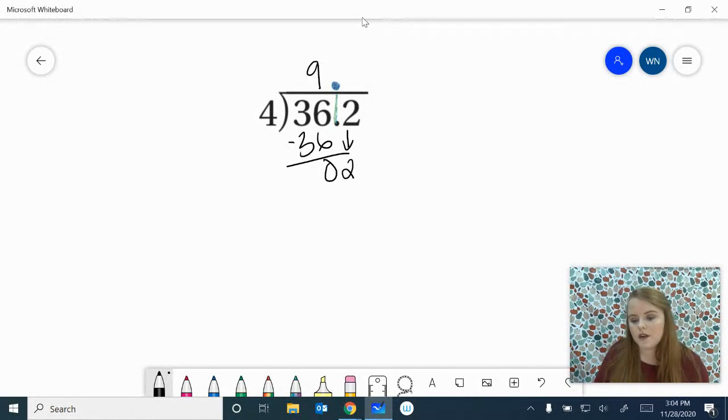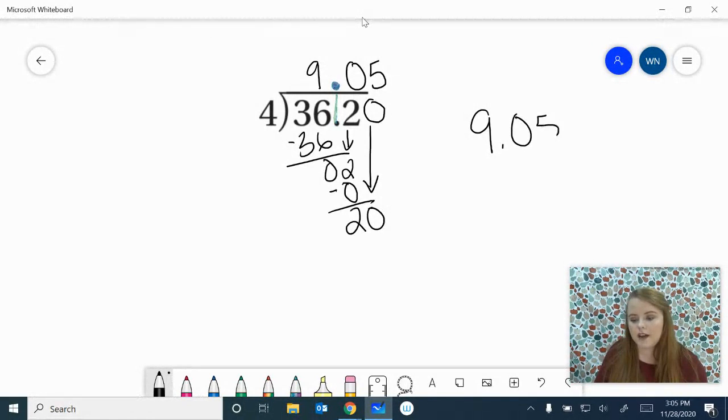Let's bring down that 2. 2 divided by 4 is 0. 0 times 4 is 0. We have 2 left over. Cannot have leftovers when you're dividing. We're going to add a 0 to the end of our dividend. We're going to bring it down. 20 divided by 4 is 5. So 36 and 2 tenths divided by 4 is 9 and 5 hundredths.